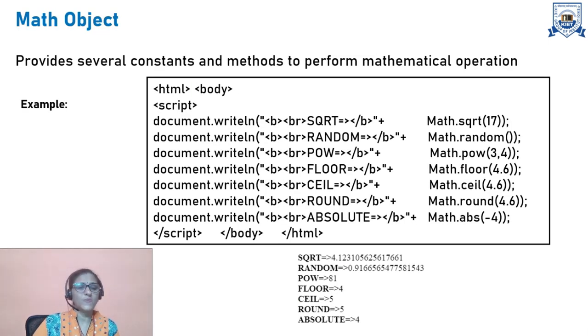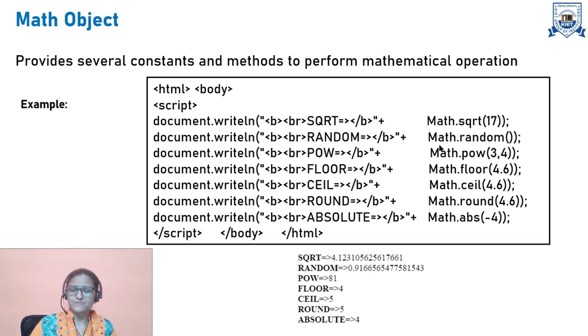Next, another object, the Math object. It provides several constants as well as methods to perform mathematical operations. For example, to provide square root, it will give the sqrt method and the name of the object is Math. So sqrt is the method and this method can be retrieved with the help of the object, and the name of the object is Math. Math.sqrt and we have passed 17 and it will return the square root of 17.